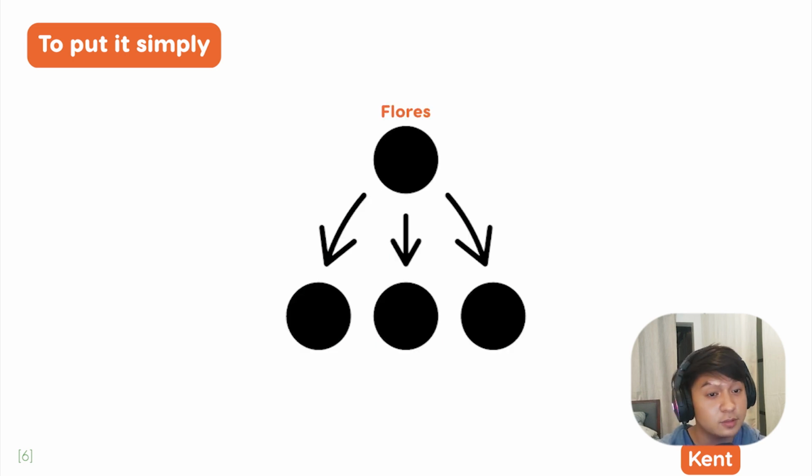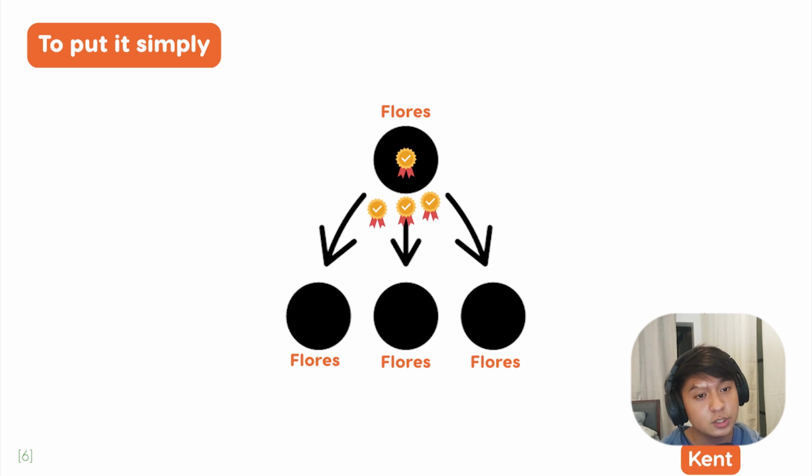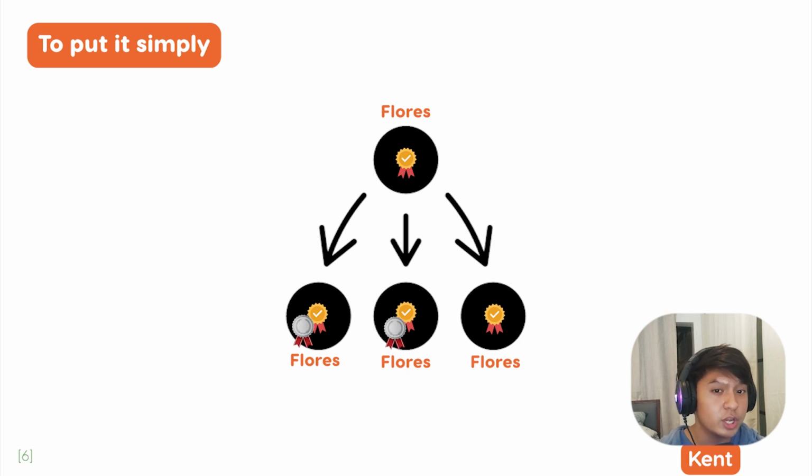Take, for example, Flores, a common family surname. Like this, a surname carries with it a certain reputation that is passed down from generation to generation, much like how subclasses inherit attributes from parent classes. Moreover, newer generations of the Flores family could also add on a newer standing to their family name's reputation.